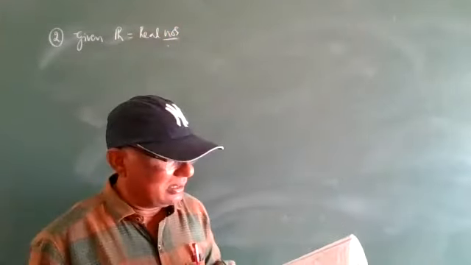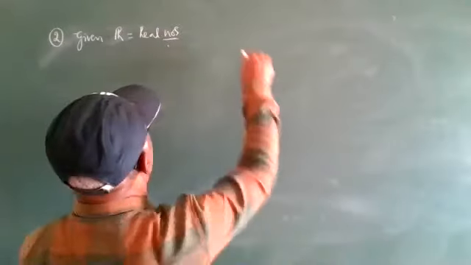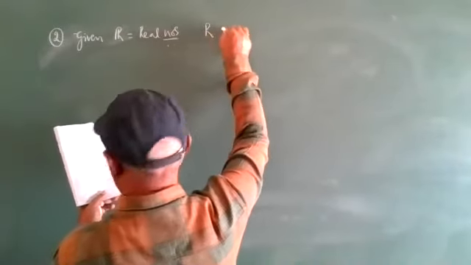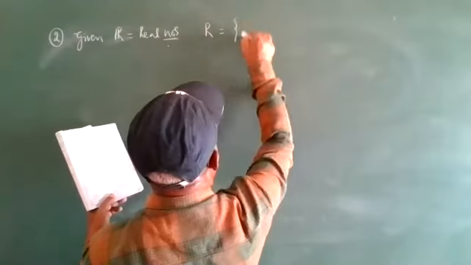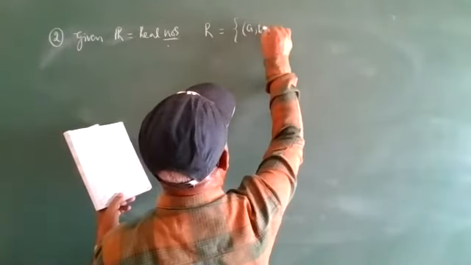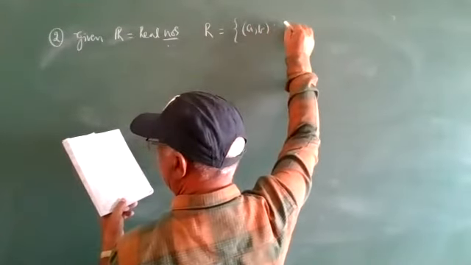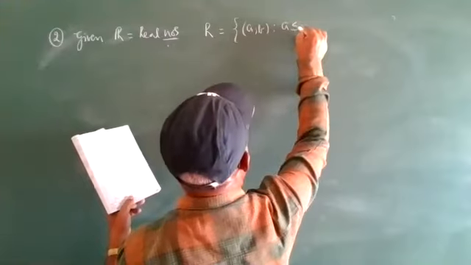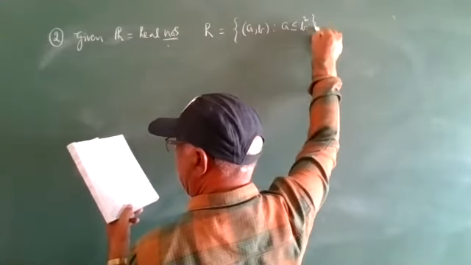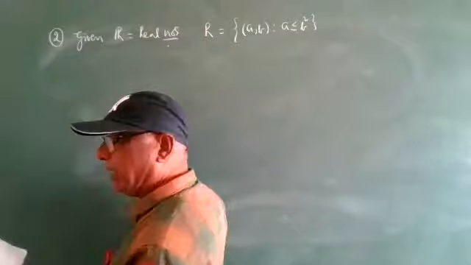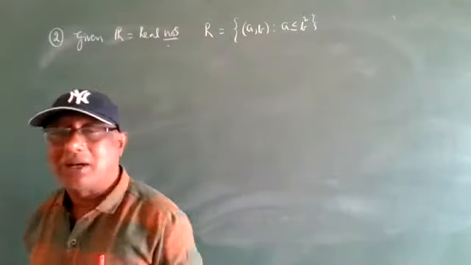Okay. Another relation R is given. What is the given relation R? Every ordered pair A comma B such that A is less than or equal to B square is neither reflexive nor symmetric nor transitive.